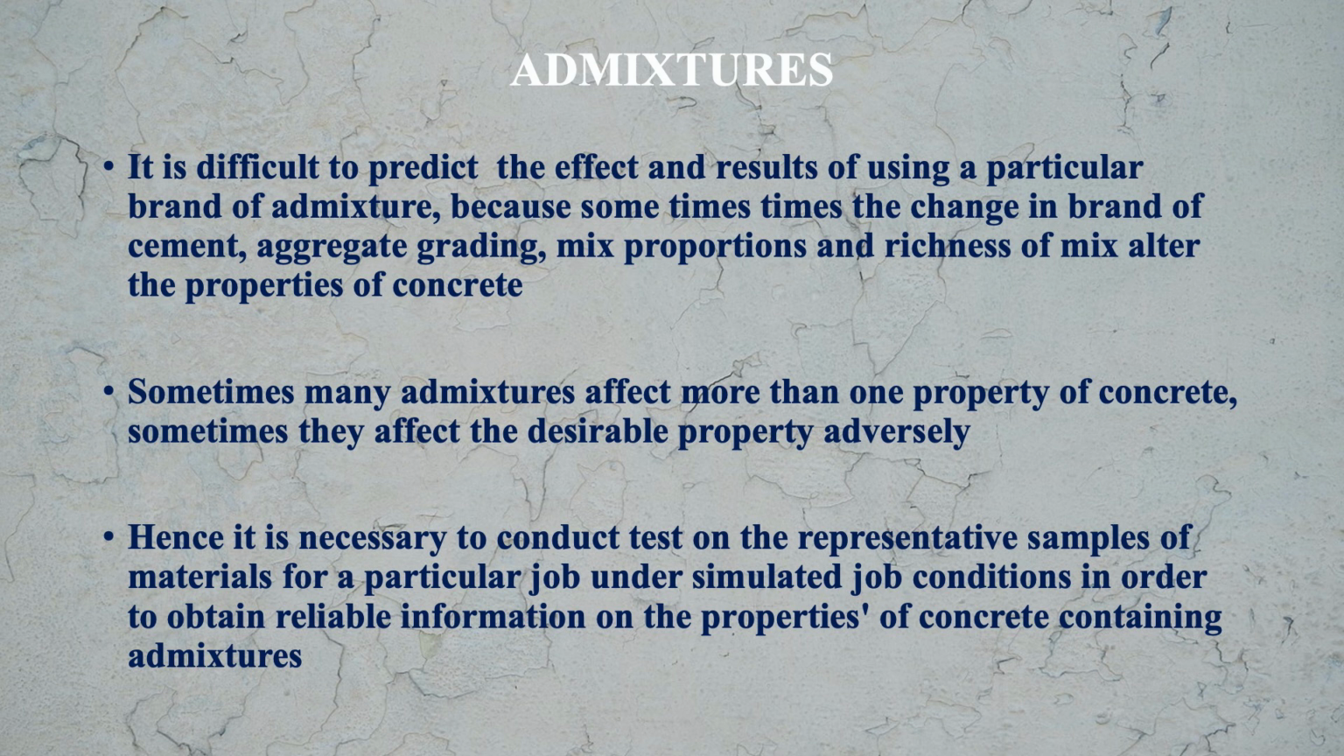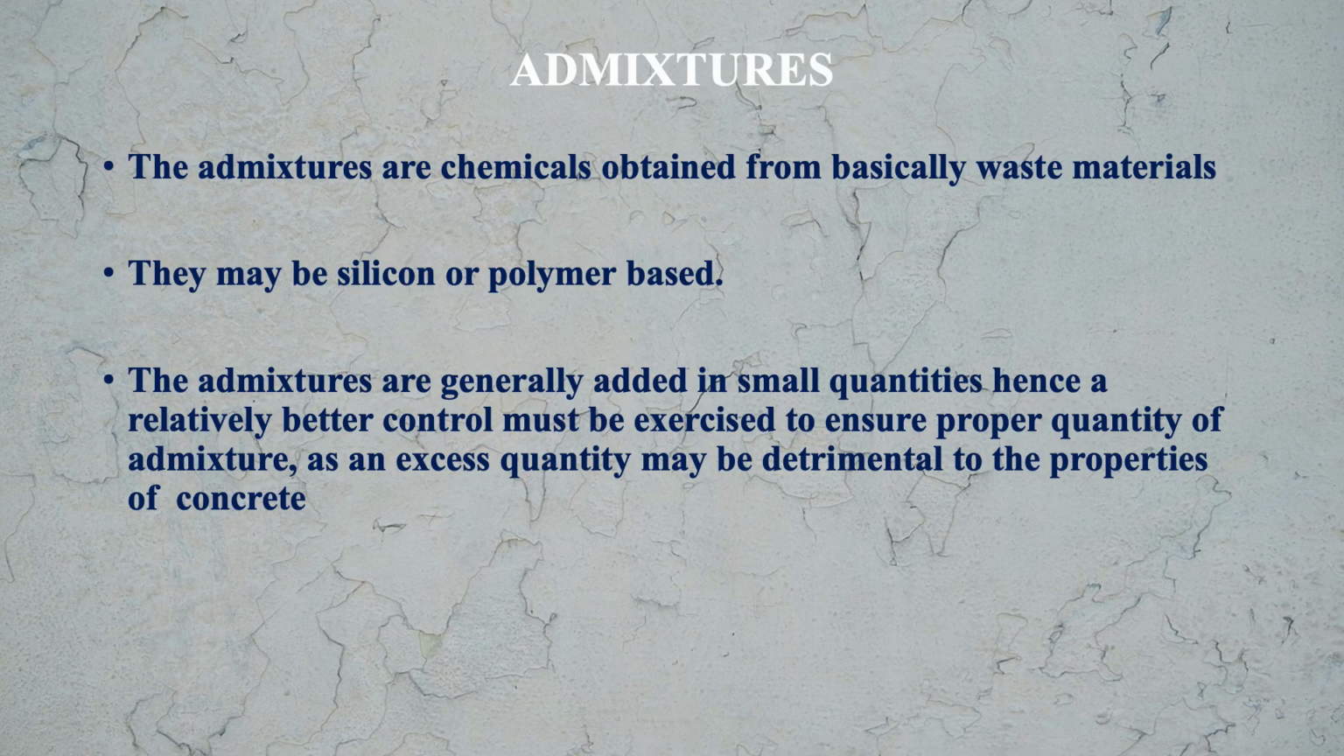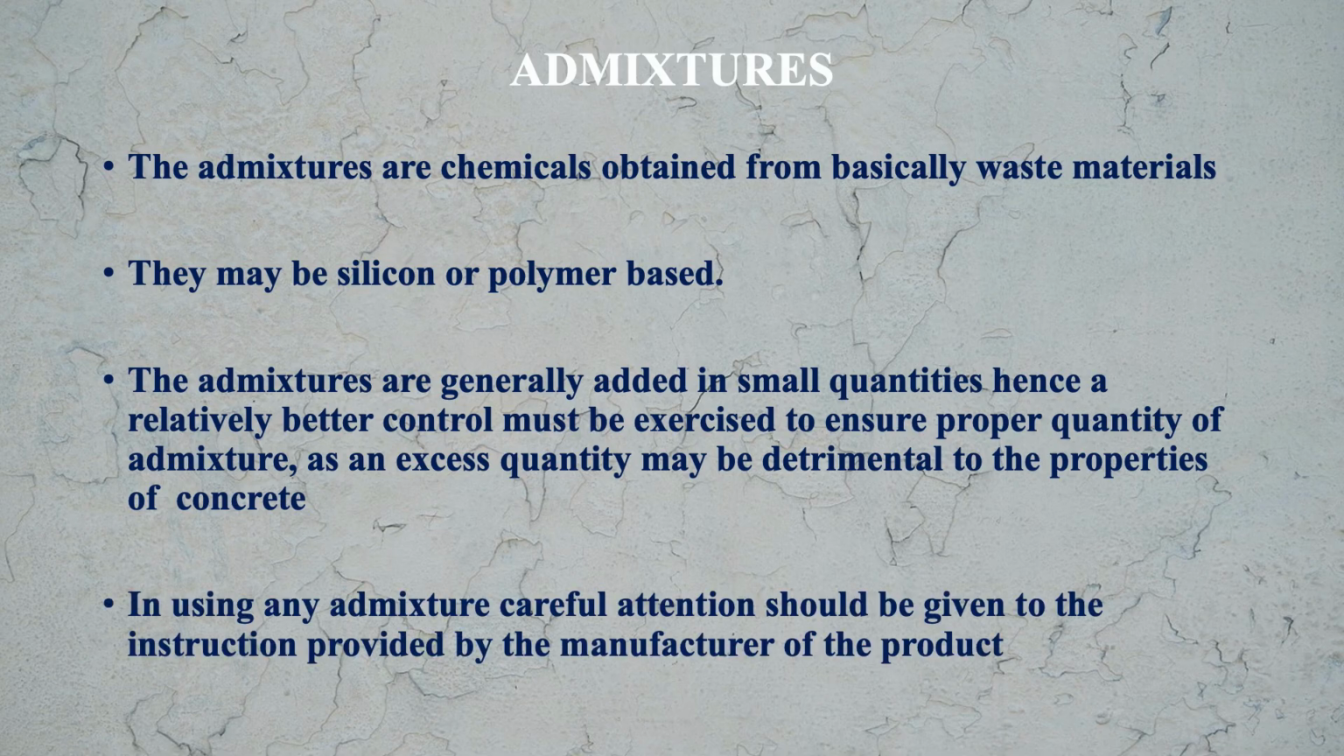Hence it is necessary to conduct tests on a representative sample of materials for a particular job under simulated job conditions in order to obtain reliable information on the properties of concrete containing admixtures. So that way tests are needed. We should test the effect of admixtures on concrete before finally using it. For that purpose we take a representative sample of the materials, and then by adding the admixture we see its effect on the properties of concrete.